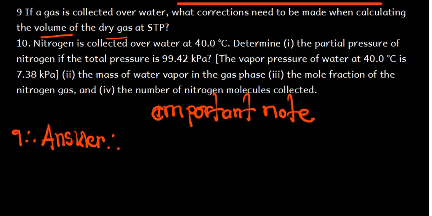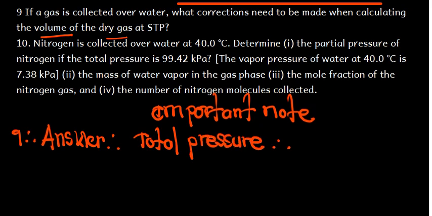So the first thing we're supposed to get is the total pressure. Right? So that's the first thing we're supposed to get from there. Then the second thing we're supposed to get from there is the vapor pressure of water. Okay, we're supposed to get the vapor pressure of water.